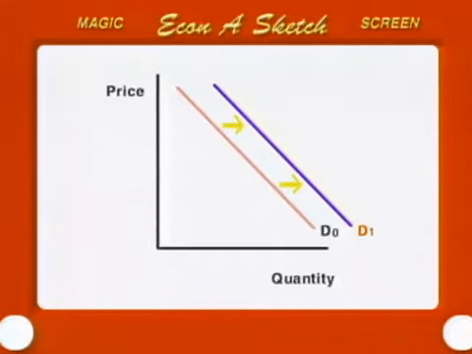When we talked about a movement along the demand curve, we said there was a change in the quantity demanded. And when we talk about a shift of the demand curve, we say there's a change in demand. So here's our demand for pasta. When the price of sauce goes up, that reduces the demand for pasta.